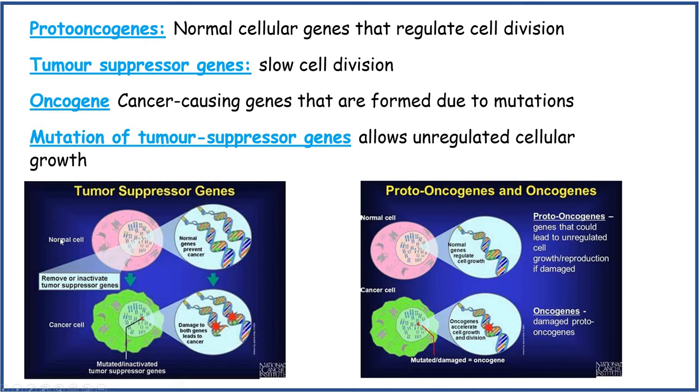So a tumour suppressor gene, normally it regulates, it slows down cell division, but if that gets mutated, then the cells can divide uncontrollably. Proto-oncogenes, they normally regulate cell growth, but then if they mutate into oncogenes, then it means that, again, there's not as much cell death and it will just replicate quite fast.